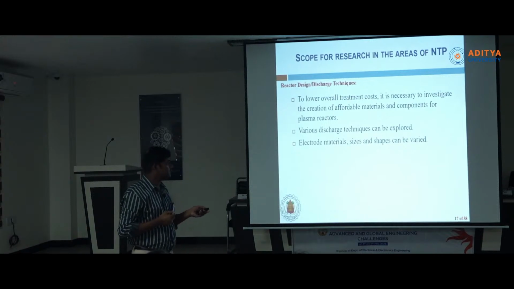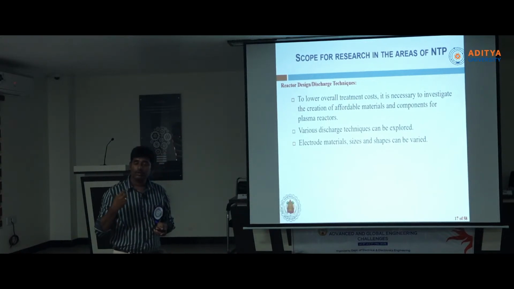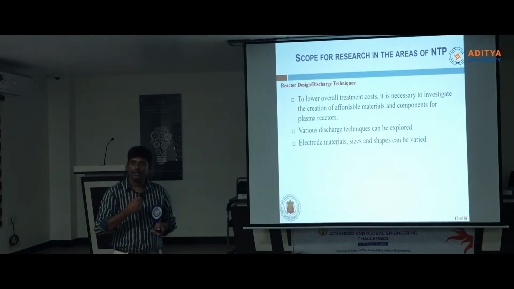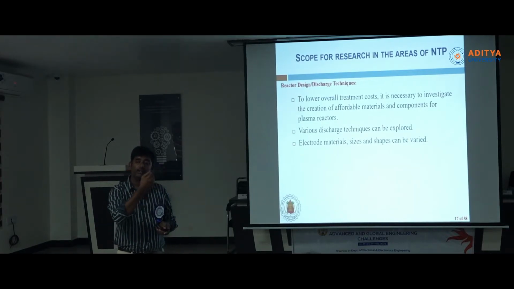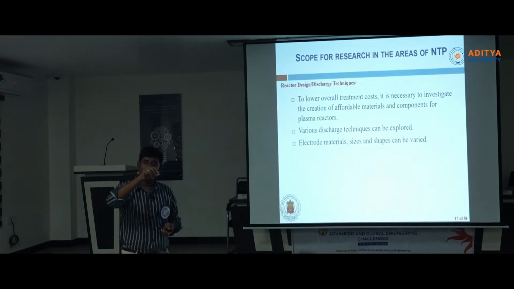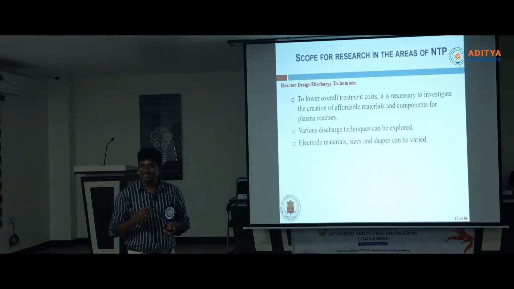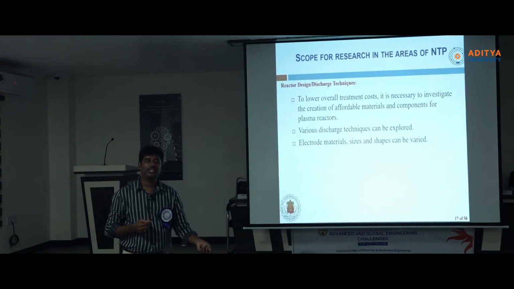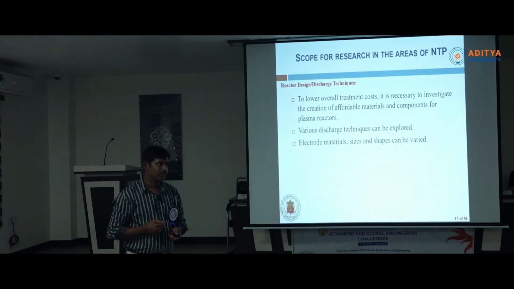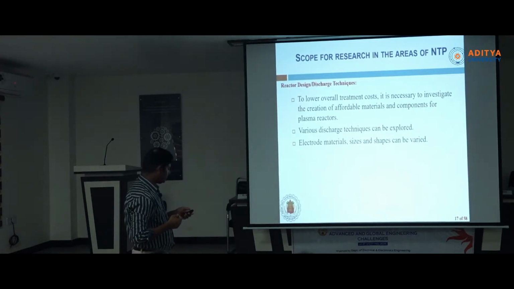Then sizes and shapes also. People are just changing the shape. Why should it be a cylindrical reactor? Cylindrical electrode. It can be square, it can be pentagon, or it can be something else, a star or a spikes kind of electrode. Then what is the change in the efficiency of the treatment? So that way also people are doing research. Discharge techniques, I will show you in the next slide.